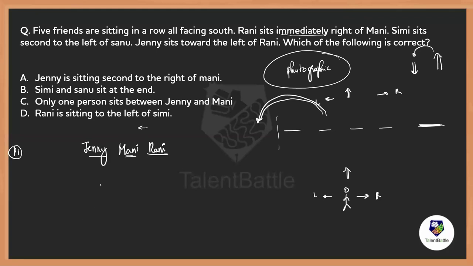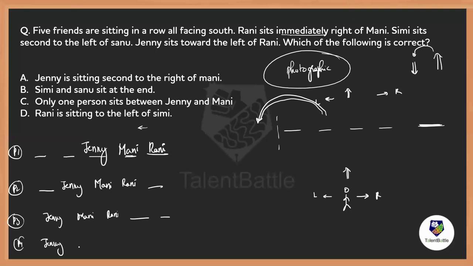But if I take this one, everybody, there are some cases where the other two must sit. Now, the other two can have either possibility one or zero. Possibility two, Jenny, Money, Rani. Possibility two is one over here, the other over here. Now, possibility three, Jenny, Money, Rani, and then over here, yes or no, everybody, correct or not? Or possibility four, Jenny, one person over here, Money, Rani, and the other person over here. So these are the four possibilities for Simi and Sanu, if I'm not wrong.